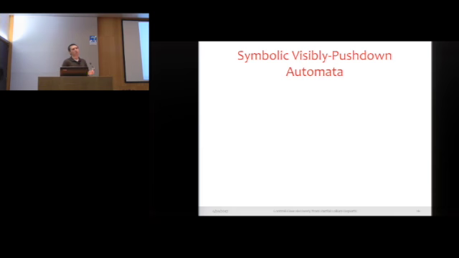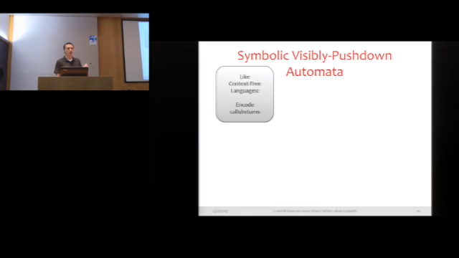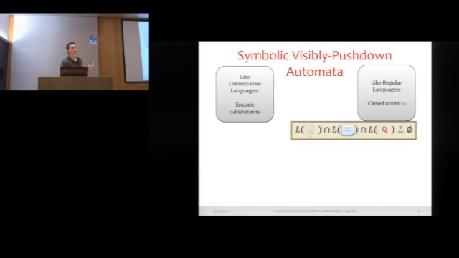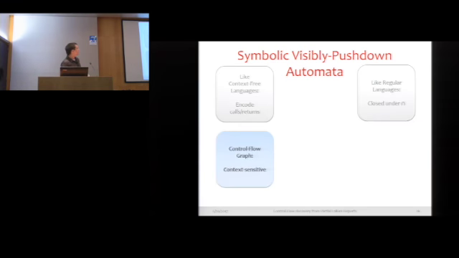Now, symbolic visibly-pushdown automata, like context-free languages, can recognize matched parenthesis languages, that is, call and return sequences, but they also have many important properties of regular languages. Most notably, they're closed under intersection. And recall that our problem is one of language intersection, so this is an important property for us. Hence, with S-VPAs, we'll be able to encode our control flow graph context-sensitively, and all failure report elements and the user's query must be definable as symbolic visibly-pushdown automata.